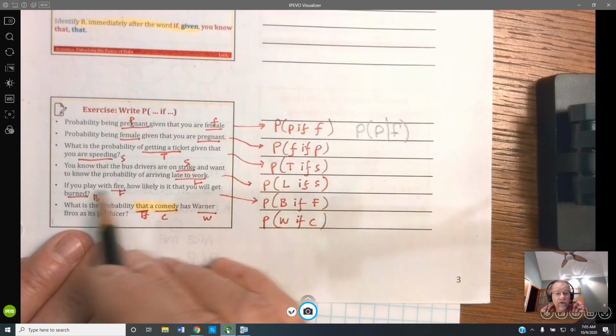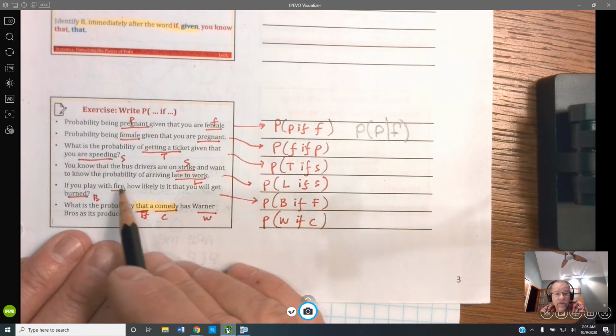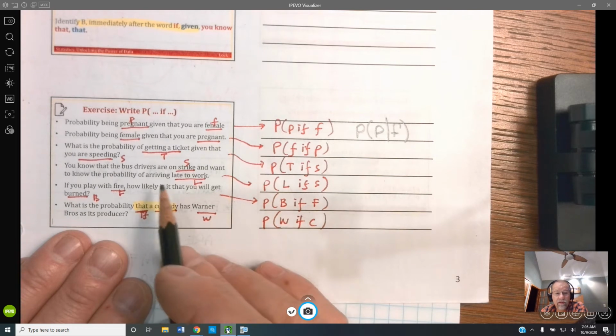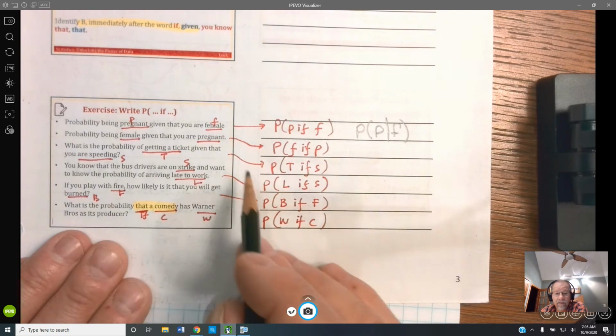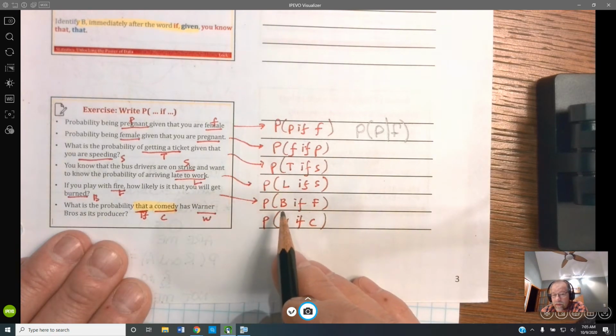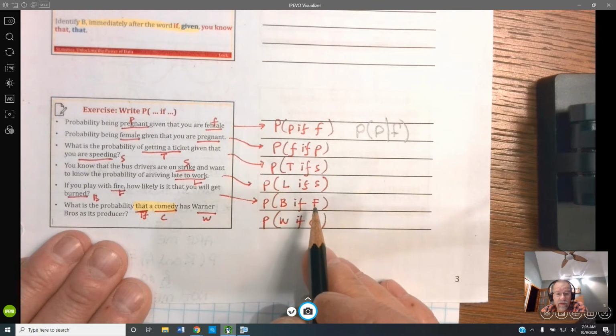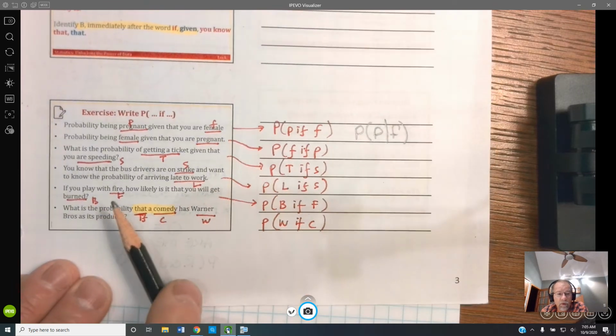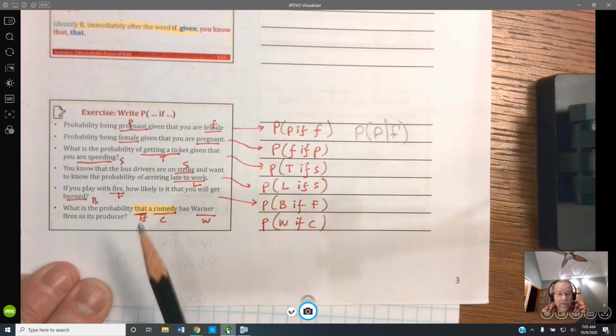If you play with fire, so this is the given condition. This happens first in the sentence. How likely is it that you will get burned? Okay, so likely, probability, chances of, they all mean the same thing. Probability I will be burned if I decide to play with fire. Now this one is pretty wordy. We'll make sure we understand why this happens the way this happens.